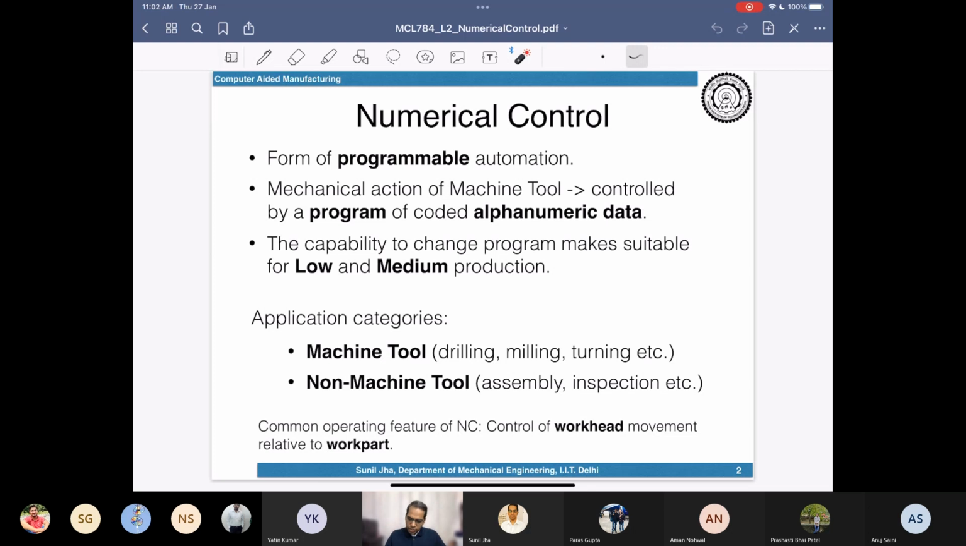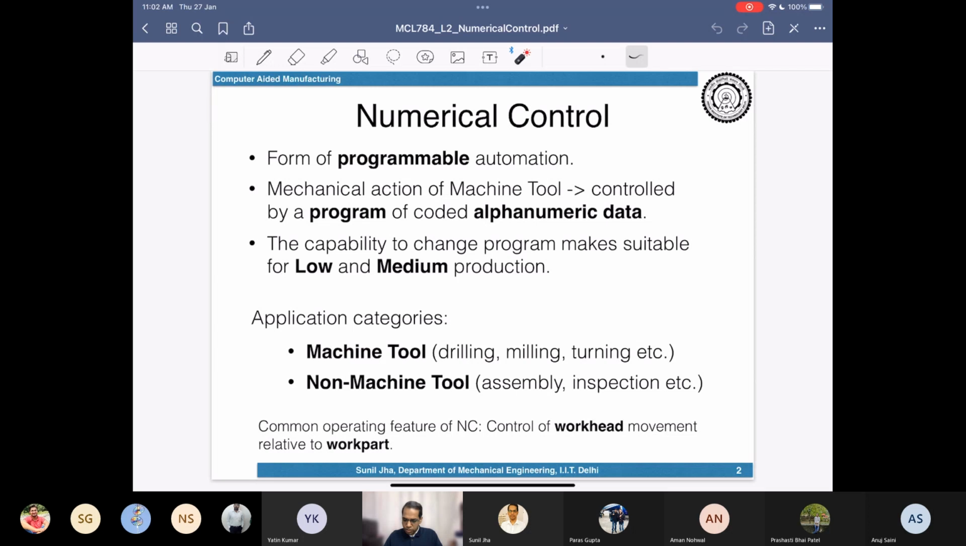In this case, we'll see that numerical control is the way in which you will be controlling the motions and the logical control of a machine tool or maybe non-machine tool applications. So the application categories: most of the time when we talk about numerical control, only the CNC machine comes to our mind. That is why I will be emphasizing that numerical control is not limited to CNC machines only. It has non-machine tool applications also.